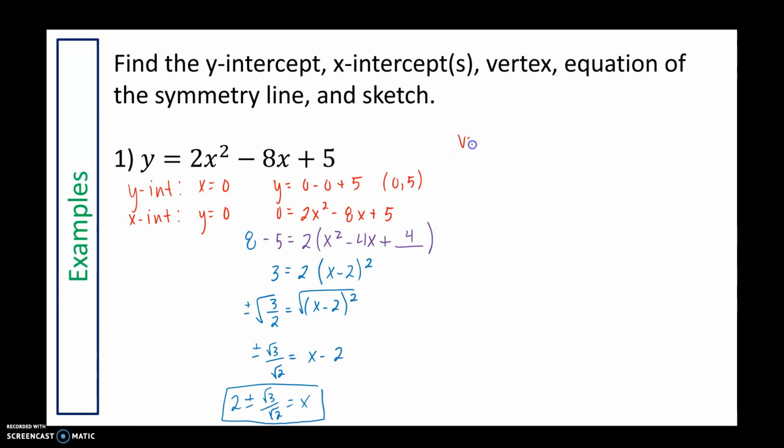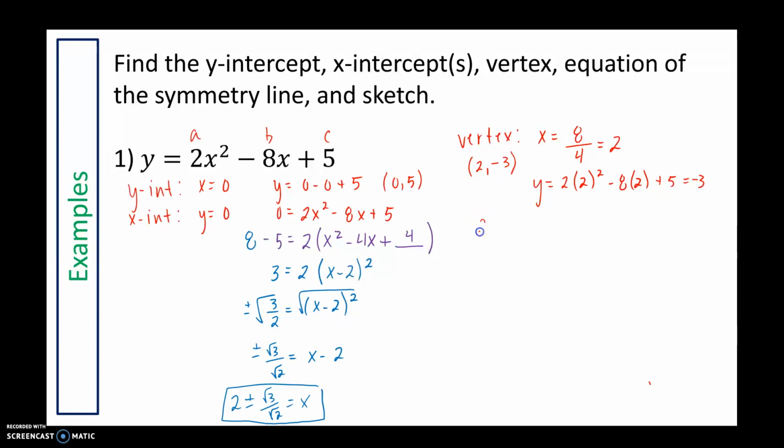All right, vertex. Our x-coordinate is negative b over 2a. So a, b, and c. Opposite of negative 8 is positive 8, all over 2 times 2 is 4. So I have an x-coordinate of 2. My y-coordinate, I get that by plugging 2 back in. So 8 minus 16 would give me negative 8. Plus 5 would give me a y value of negative 3. Okay, so my vertex is a point.